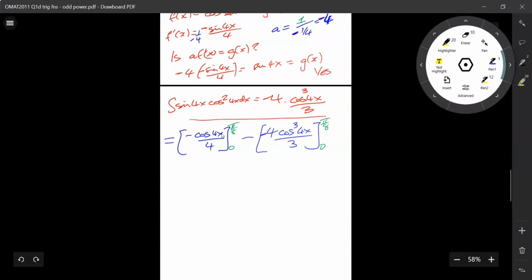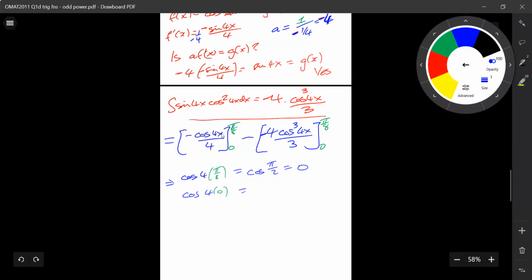and continue on with this, let's work out what our limits are. Before we do it, it's handy to plug our upper and lower limits into the cosine function. So it's minus, pi over 8 gives me cosine of pi over 2, and if we remember from before, that is equal to 0. And if we do cosine of 4 times 0 as our lower limit, that's the cosine of 0, which is equal to 1.